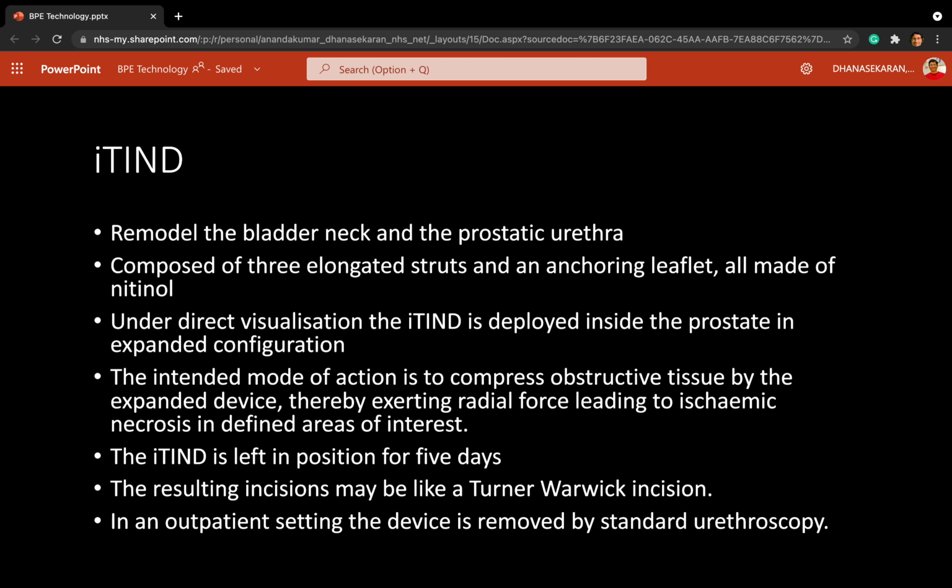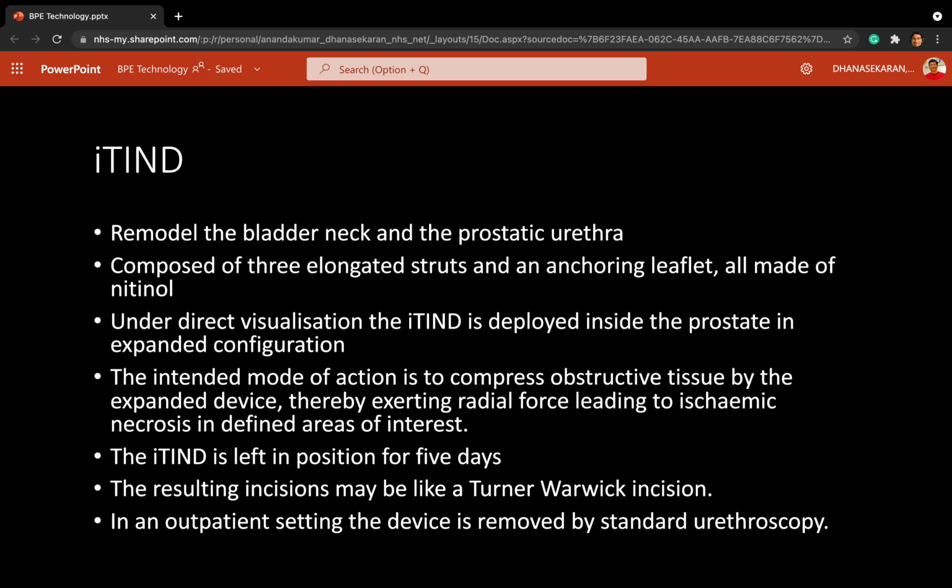Yeah. What is iTind? iTind is the implantation of a tri-pronged metal implant into the prostatic urethra. So it's inserted cystoscopically, and this induces a pressure necrosis on the prostatic lobes, and the device is removed at a later date through a string which exits through the urethra from the time of the initial insertion.